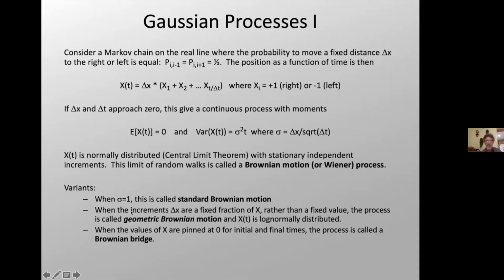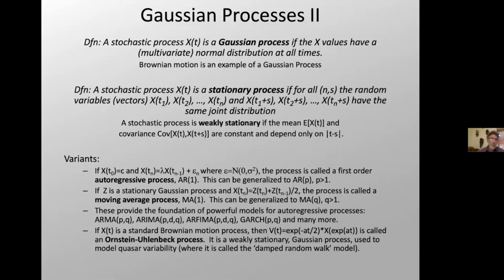And if you have instead of constant jumps but fractional jumps, then it's a geometric Brownian process, and you have a log normal distribution. And if you change it again, it's something called the Brownian bridge. I'm just sort of saying that there's all sorts of varieties of stochastic processes that have certain mathematical properties, okay?